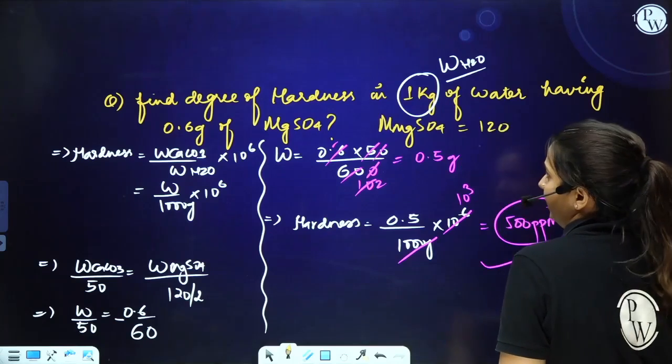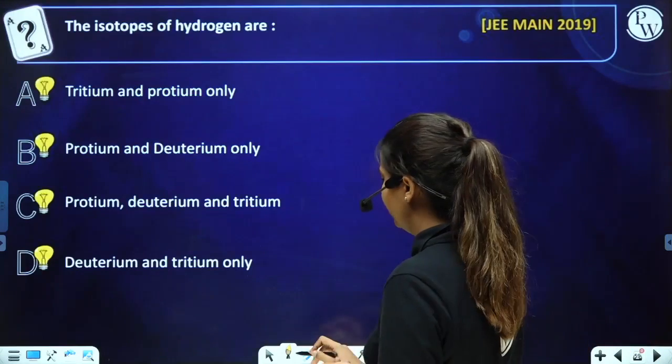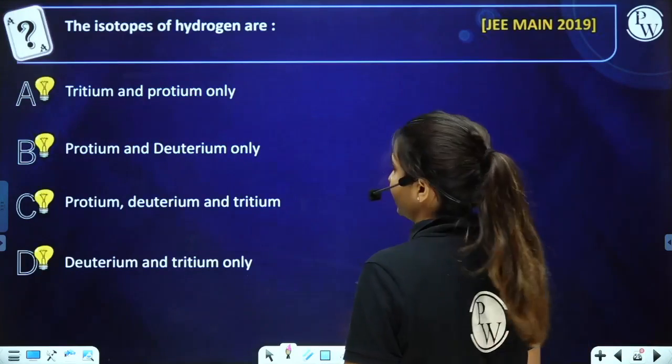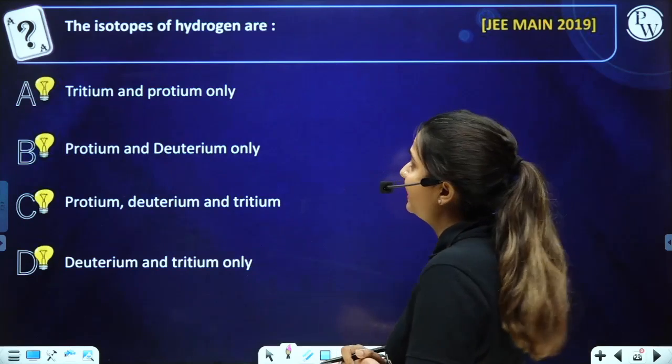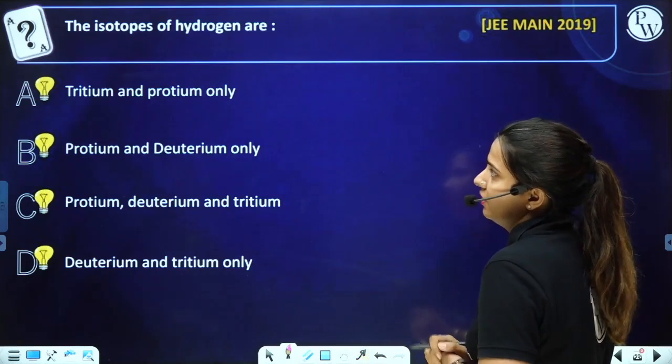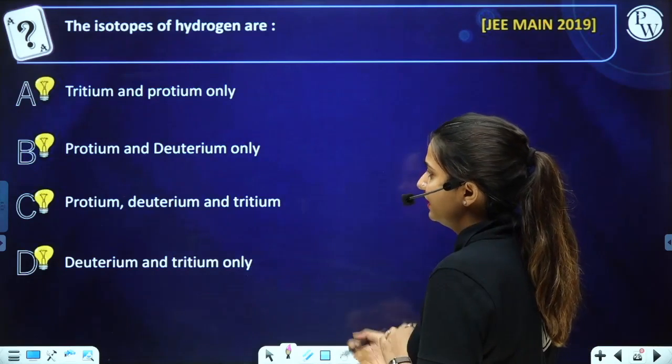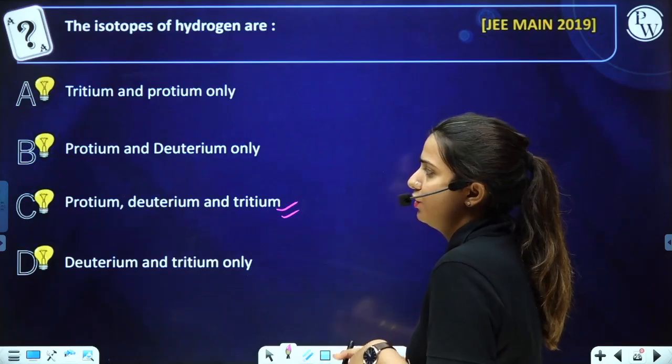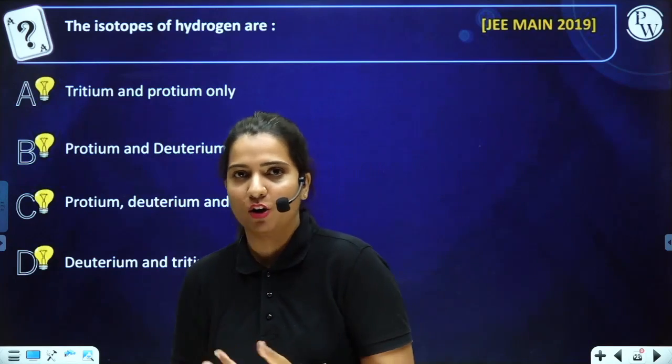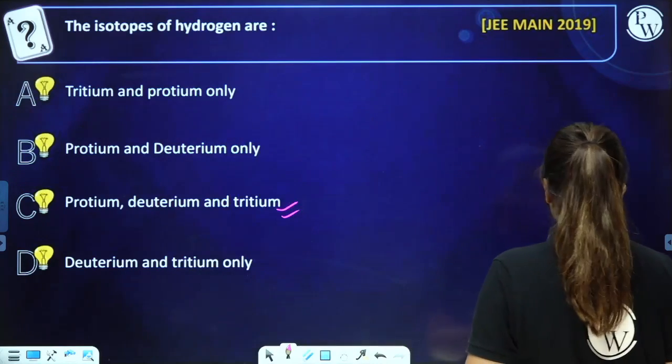Now let's move forward towards the questions. The first question which is coming is the isotopes of the hydrogen, tritium and protium, deuterium and this. So answer will be, I think, third. We should not have any doubt in this. We have already discussed everything in this respective topic.